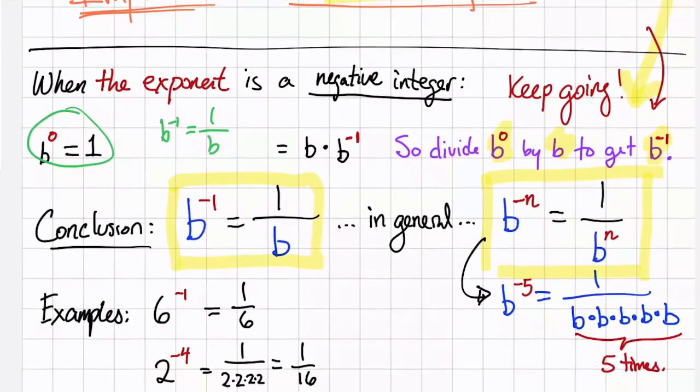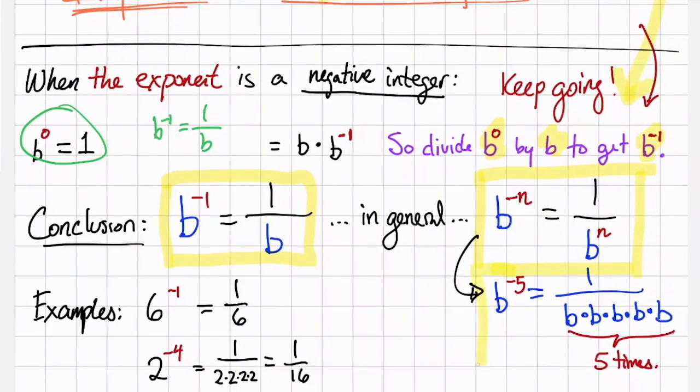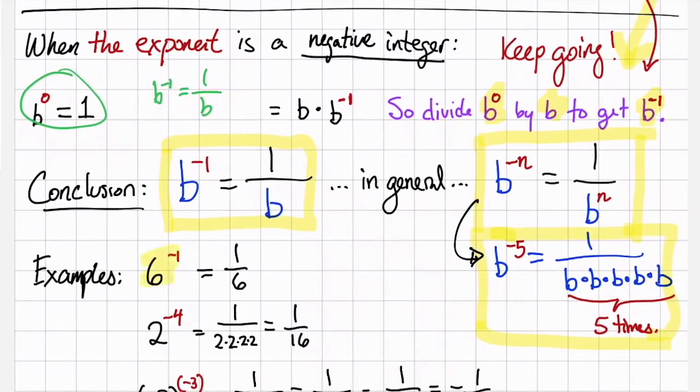So if we had something that was b to the negative 5, that would be 1 divided by b times b times b times b times b, 5 times. So what's 6 to the negative 1? It's 1 divided by 6. What's 2 to the negative 4? It's 1 divided by 2 times 2 times 2 times 2, or 1 divided by 16.